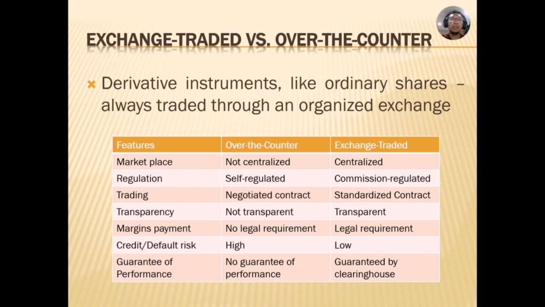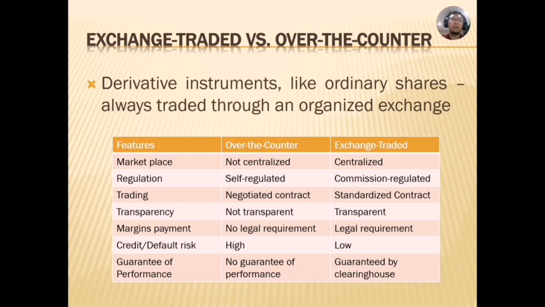For transparency, over the counter is not transparent, so maybe they have some hidden points that they did not disclose to the other party. Exchange traded is more transparent, because they are organized by the authorized party. Margins payment: over the counter has no legal requirement. For exchange traded, there is a legal requirement, they need to pay the margins payment.